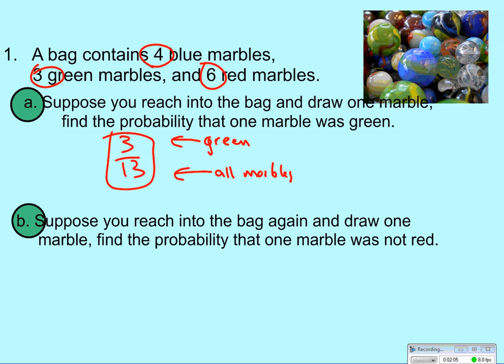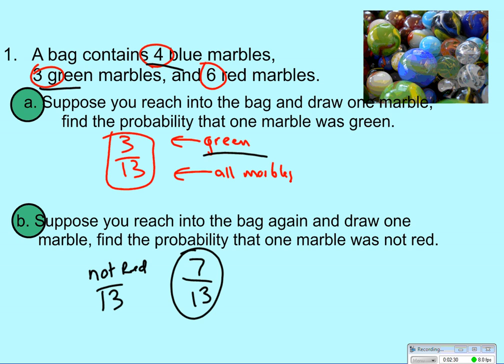So, second one. Suppose you reach in the bag again and draw 1 marble. Find the probability that the marble was not red. So, I'm going to imply that I put the green one back. So, I'm back to 13 total marbles. But I want the probability that it's not red. So, not red means it can be blue or it can be green. So, there's 7 blue or green marbles out of 13. There's my probability.